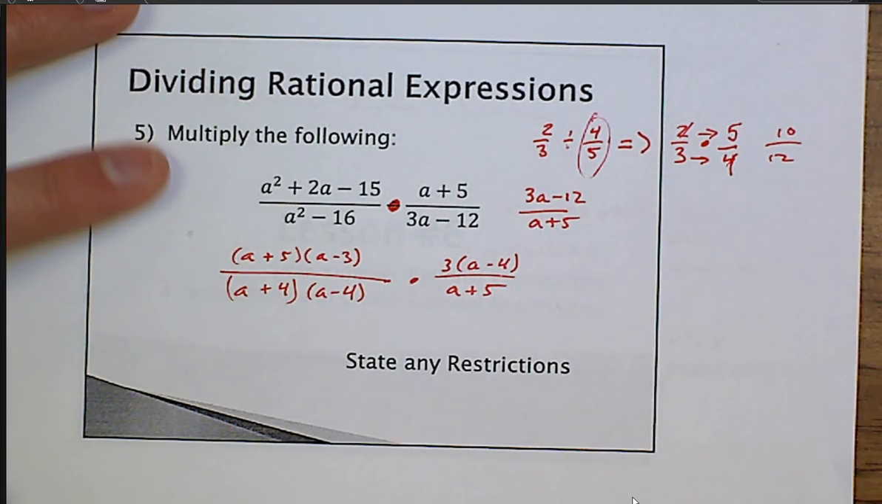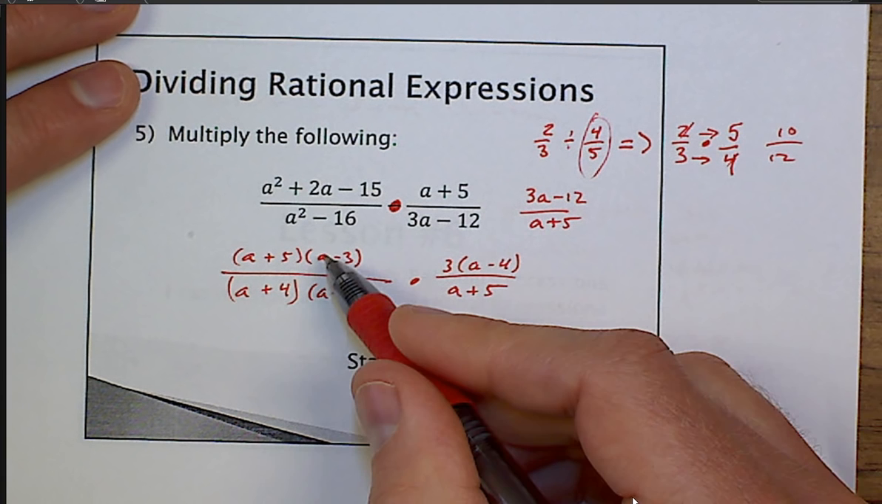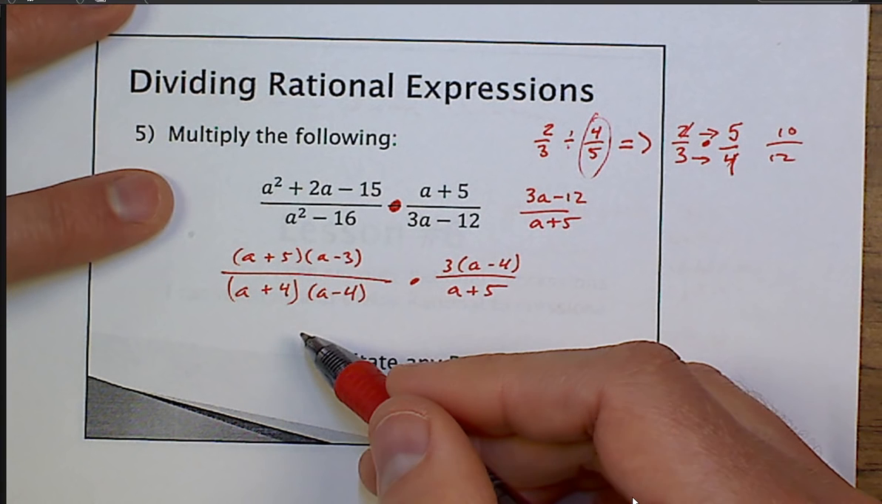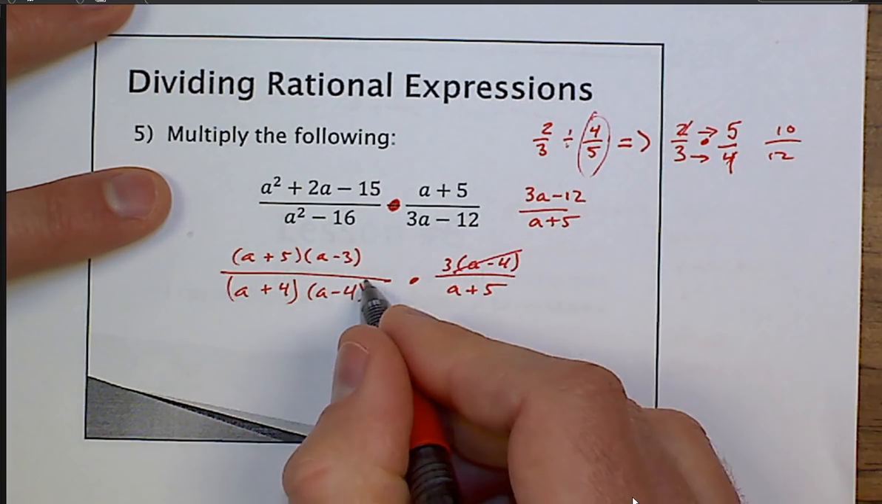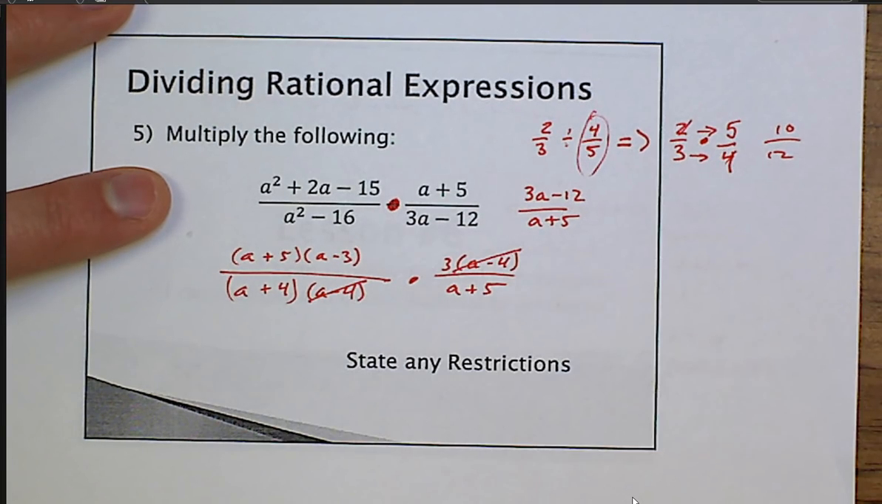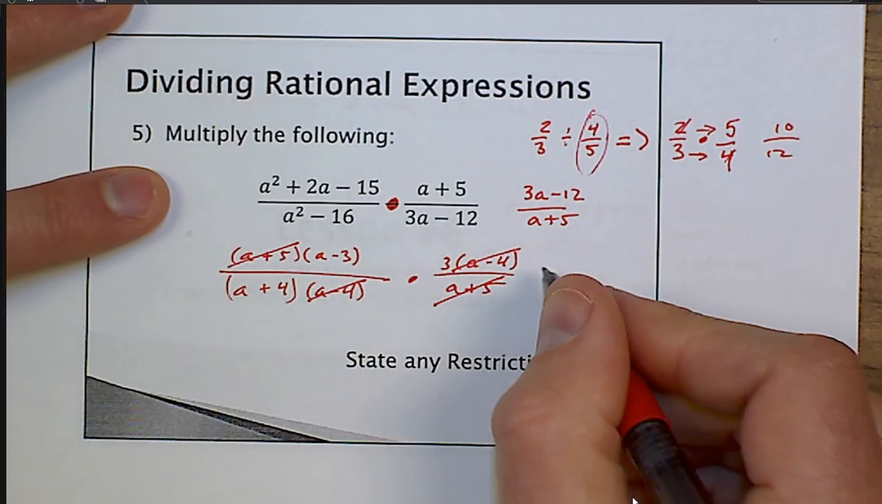So now once I get it to this point in time, I'm looking for anything on the top that's the same as anything on the bottom, and I'm going to reduce those out. Here's an a minus 4. There's an a minus 4 on the bottom. Gone. Here's an a plus 5. Here's an a plus 5. Gone. I don't have anything else that can reduce.